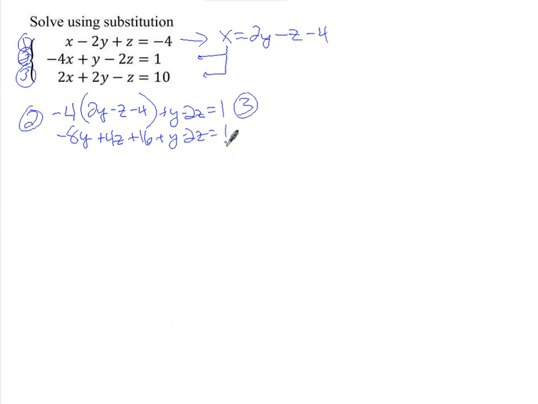Very carefully combine your like terms. We have a negative 8y plus y, so that would be negative 7y. We have a positive 4z minus 2z, so it would be plus 2z. Then I have this 16 on the wrong side, so I'm going to subtract 16 from both sides right now and get equals negative 15. Now since I didn't label my x equation up here as 4, I'm going to call this one number 4.